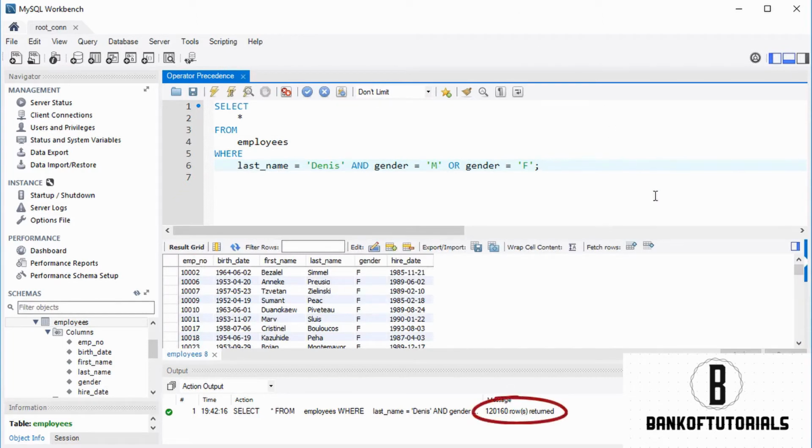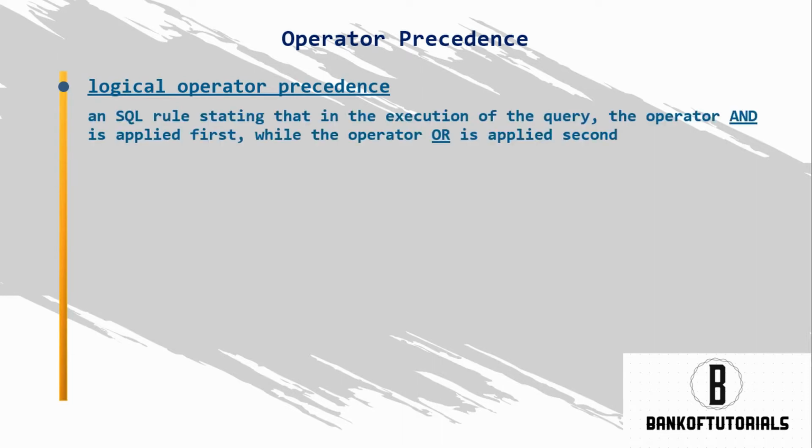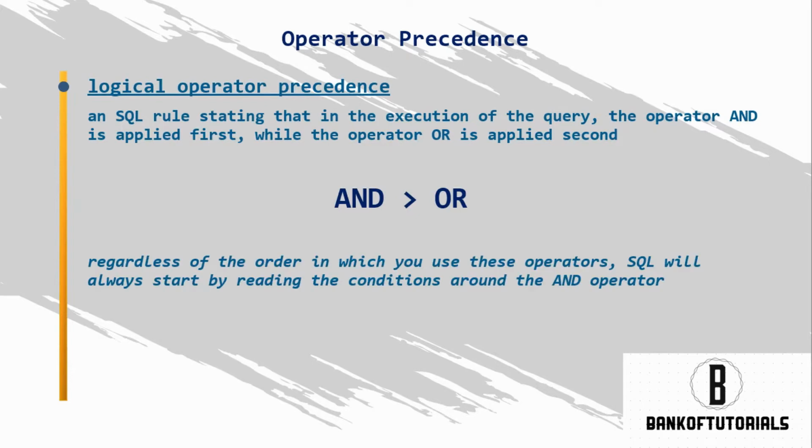Let's run the query to see if you obtain the desired output. Not at all. More than 120,000 people named Dennis? Sounds impossible. Something must be wrong with this query. The solution to this problem lies in the logical operator precedence. This is an SQL rule stating that in the execution of the query, the operator AND is applied first, while the operator OR is applied second. In other words, regardless of the order in which you use these operators, SQL will always start by reading the conditions around the AND operator. Only then will it comply with the conditions around the OR operator.